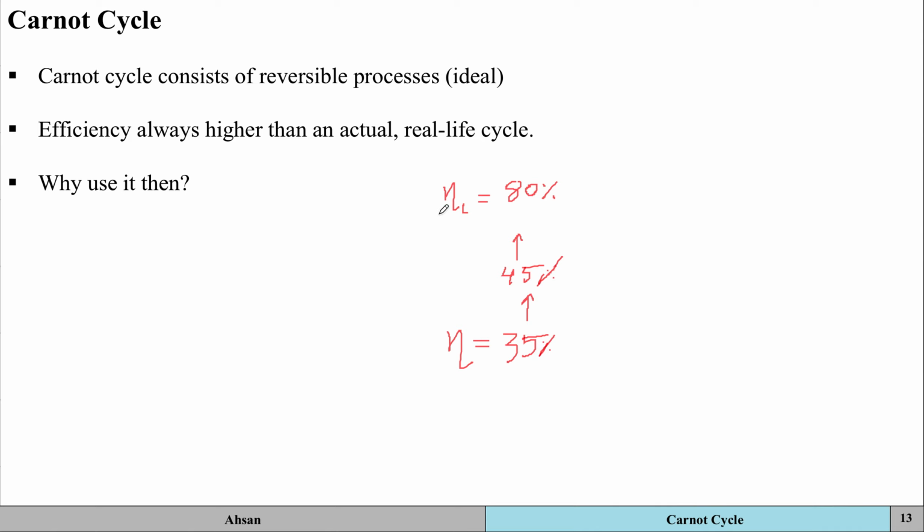It gives us a maximum achievable efficiency. This is the efficiency that cannot be exceeded by any cycle. Okay, this is the ideal efficiency. So you can imagine that because of losses and everything, the efficiency of an actual cycle is going to be lower than this value, but how much lower? Then that is dependent on how efficient our systems are.